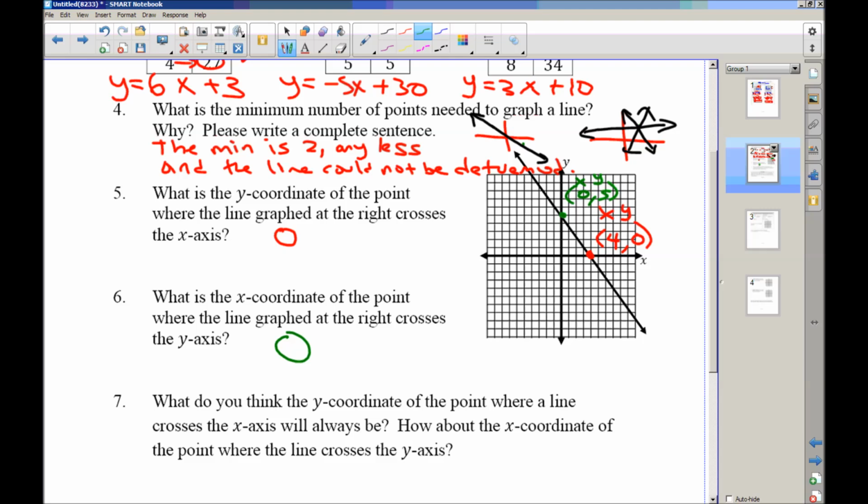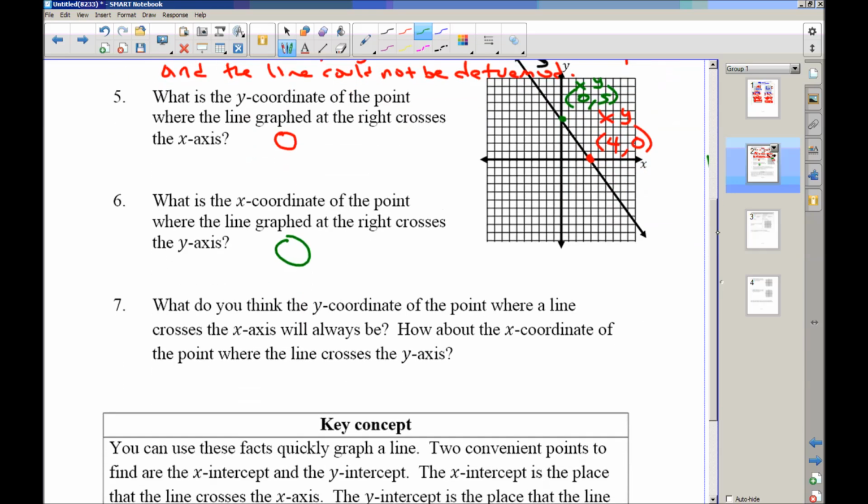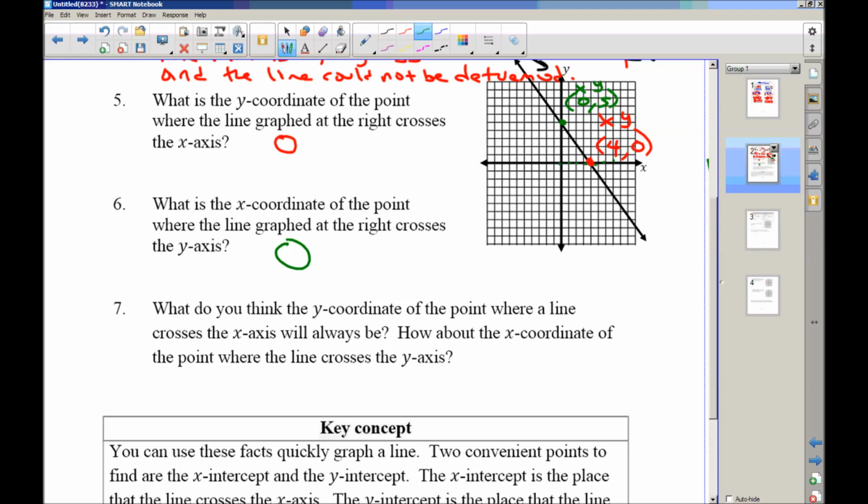So what do you think the y-coordinate of a point where the line crosses the x-axis will always be? Okay, well, all coordinates that cross the x-axis, so all these dots have a y-coordinate of 0. So this answer is 0. How about the x-coordinate of a point where the line crosses the y-axis? These places are all the places where it crosses the y-axis. And all of them have an x-coordinate of 0.